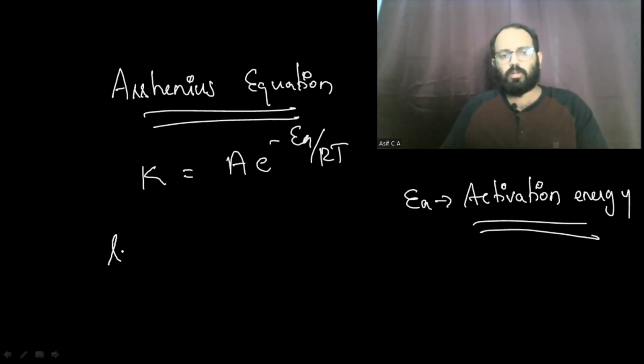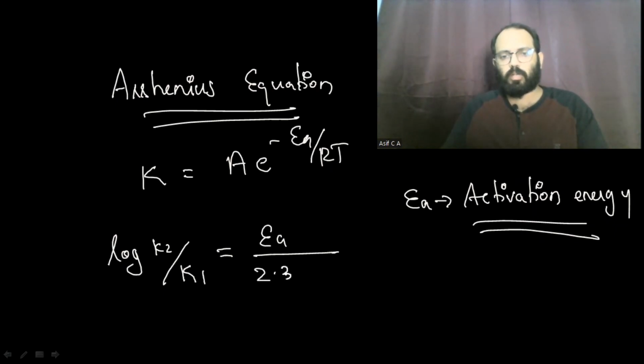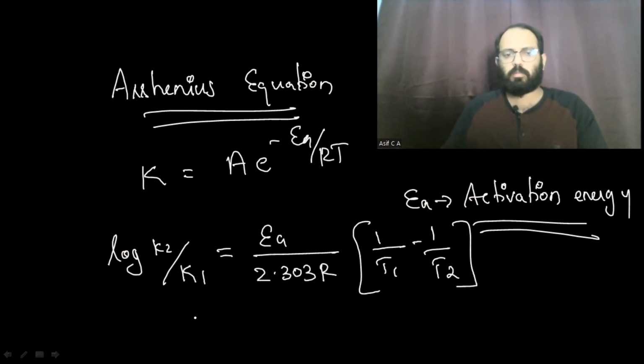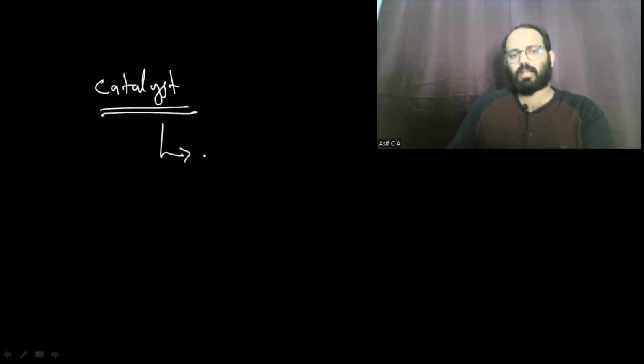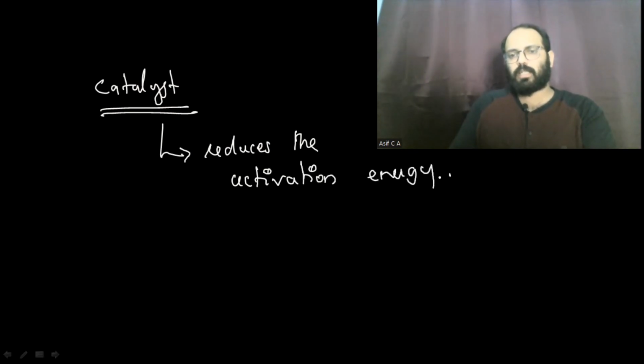So how we will be using this equation is like this: log K2 by K1 is equal to Ea by 2.303 R into 1 by T1 minus 1 by T2. We can use it like this. But when we add a catalyst, what is the duty of the catalyst? It reduces the activation energy. So you will have a change in activation energy.